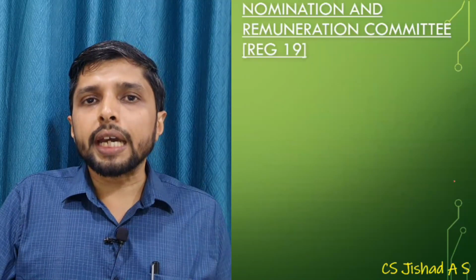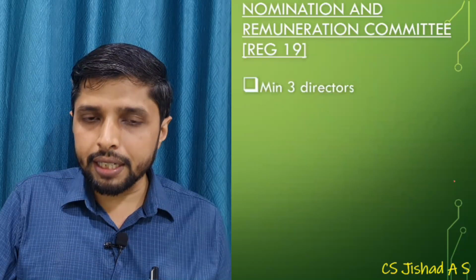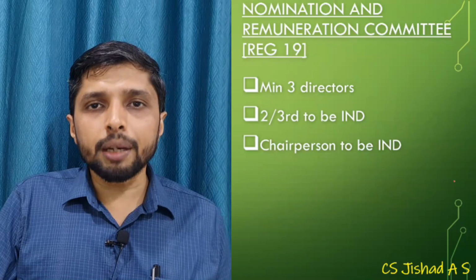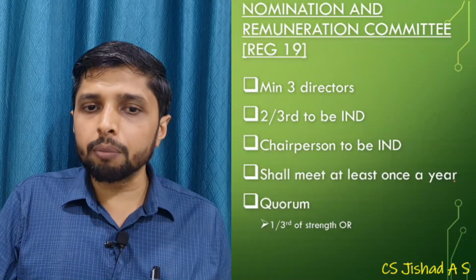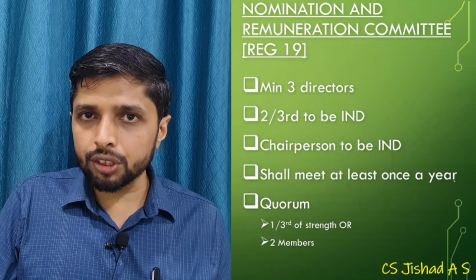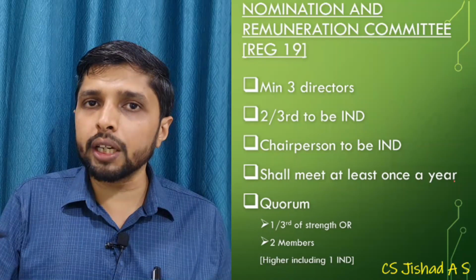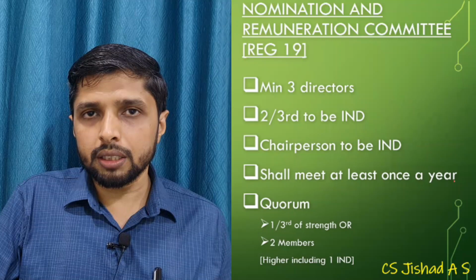Now we will move to NRC, Nomination and Remuneration Committee, Regulation 19. Minimum 3 directors, 2/3 to be independent, chairperson to be independent. They shall meet at least once a year. Quorum will be 1/3 of total strength of NRC or 2 directors or 2 members, whichever is higher, including 1 independent director. Okay. Then stakeholders relationship committee.